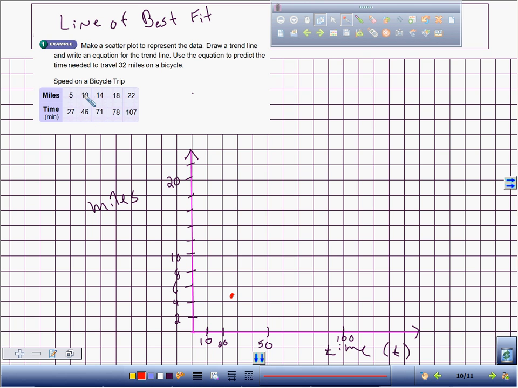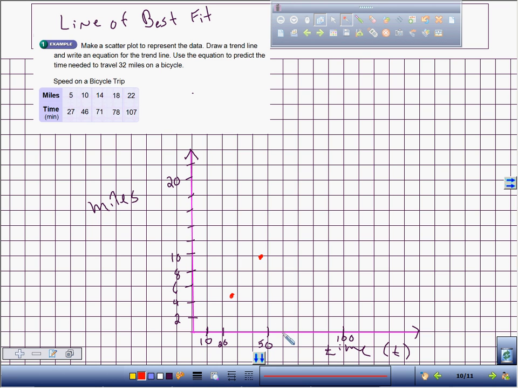46, 10. So this would be 40, so where would 46 be? In between 40 and 50, right? And go up to 10. So somewhere, and it doesn't have to be exact, but about there, because that'd be 45, 10 would be right smack in the middle. Then I'm going to go to 71, 14.